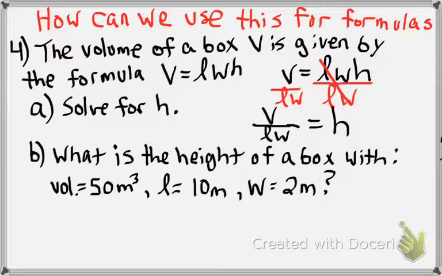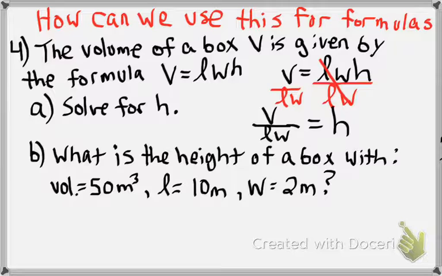So now, let's actually use that. Part B says, what is the height of a box with a volume of 50 cubic meters, a length of 10 meters, and a width of 2 meters? And this would actually be a word problem. They would actually list these out with words.